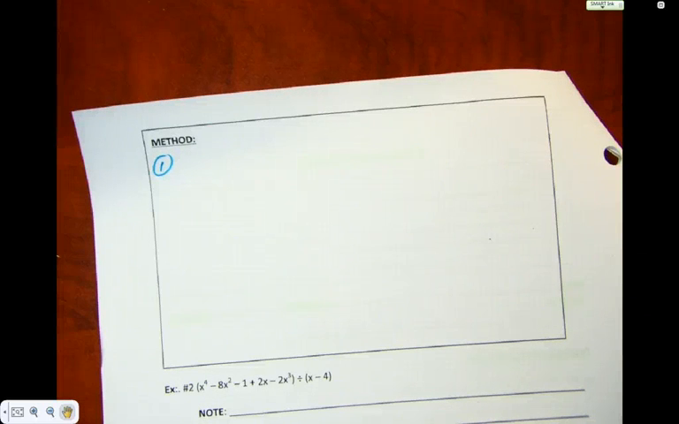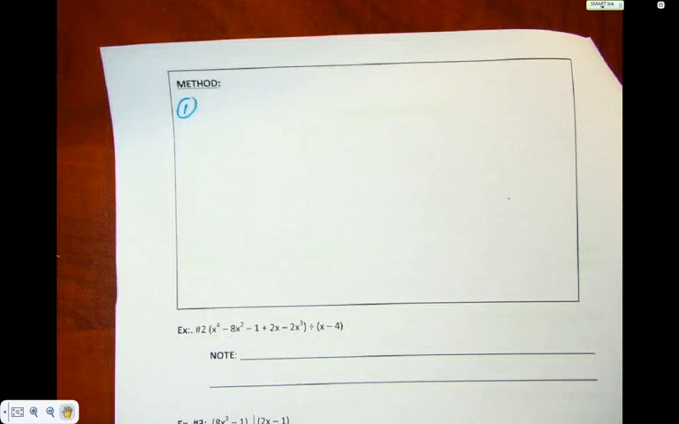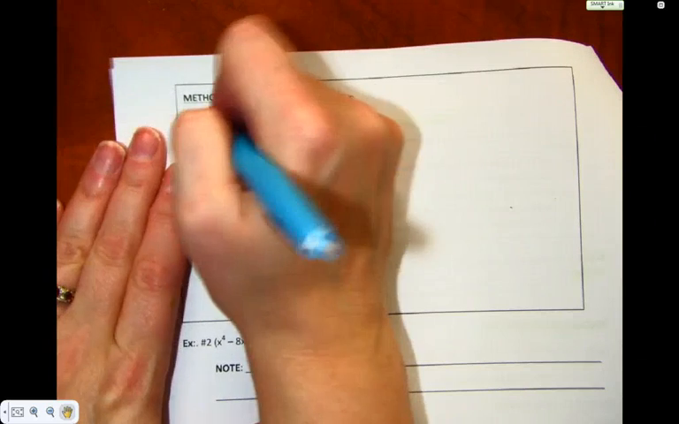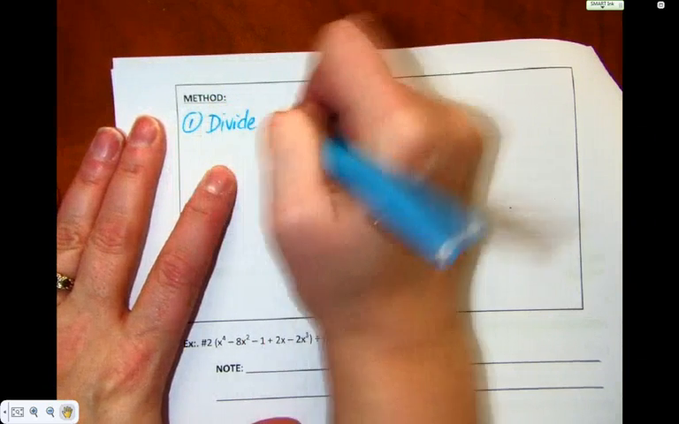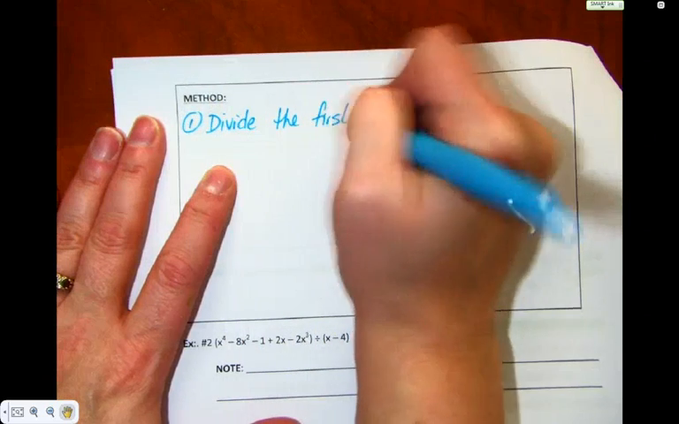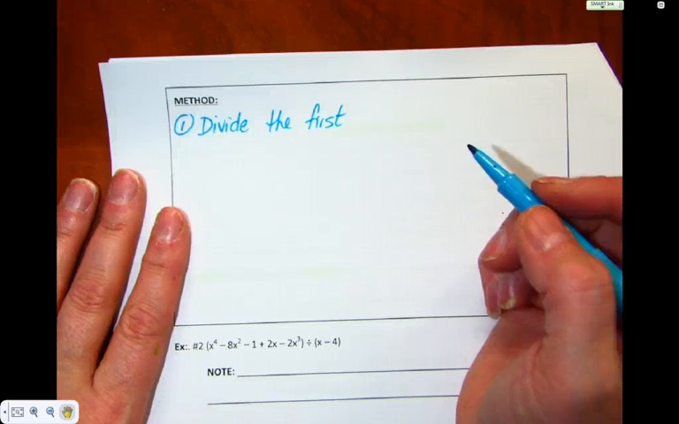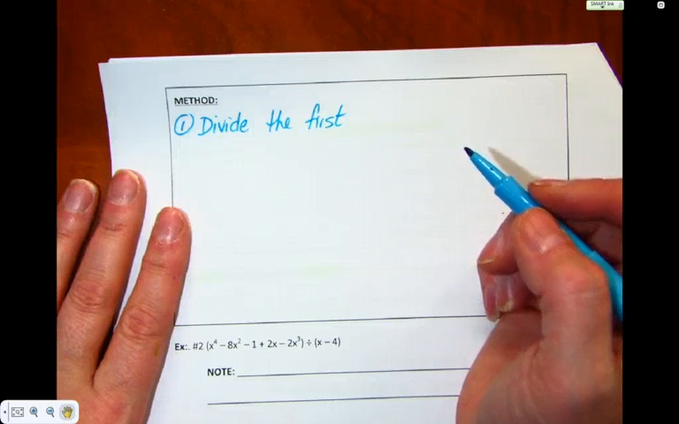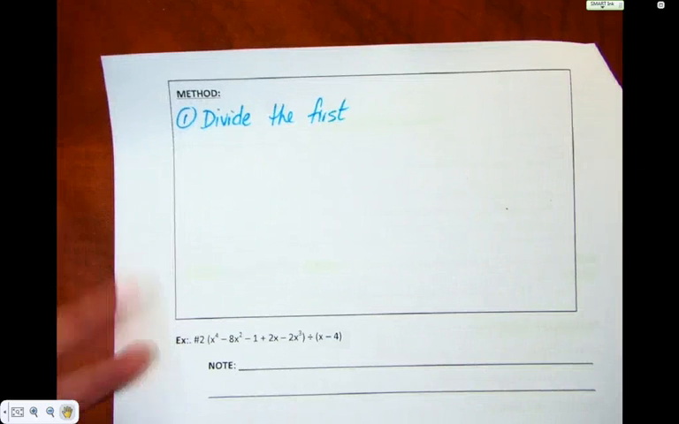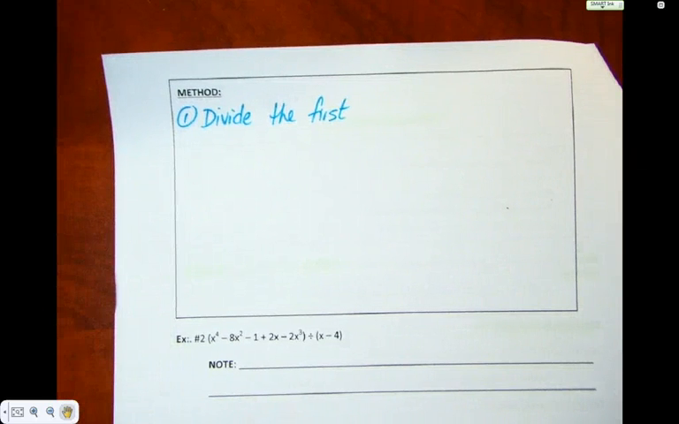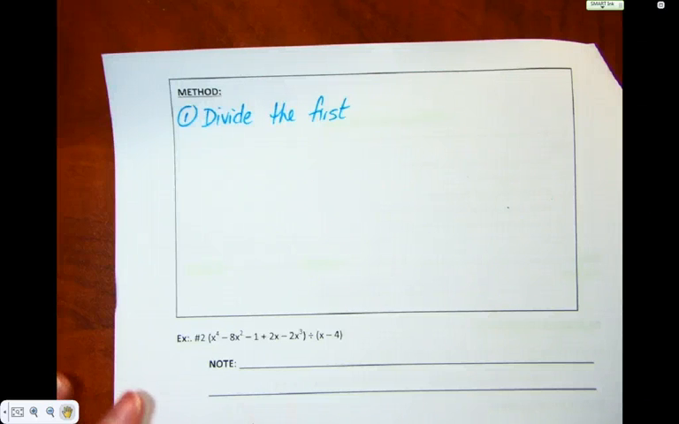What do you think we should write for step number 1? What's the first thing that we did? Okay, something about division. I heard divide the first, and then it kind of trailed off. Period, end of step 1. Is that enough? So what do we call that out of the polynomial? It's the first term.